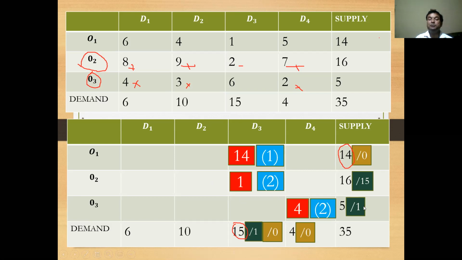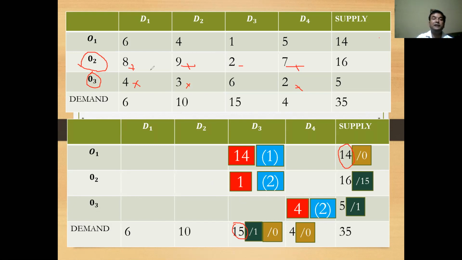So this one is done. This time we have nothing to think of for destination 3 and destination 4. Therefore, what is to think? We will think only for destination 1 and destination 2. That means now we think of destination 1 and destination 2, and origin 1 and origin 2.